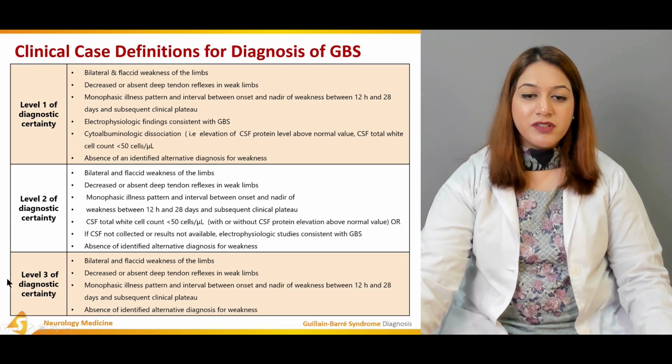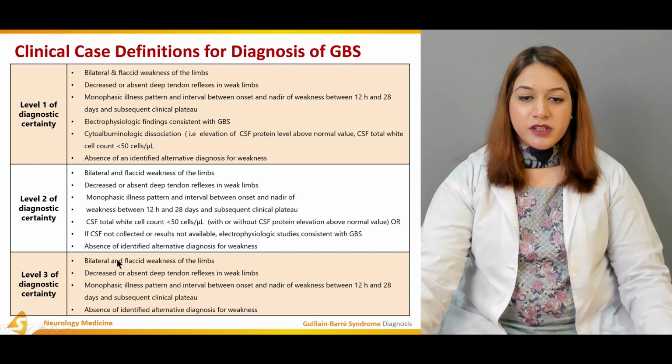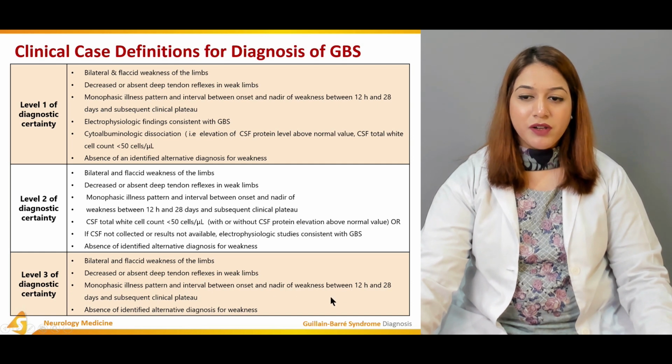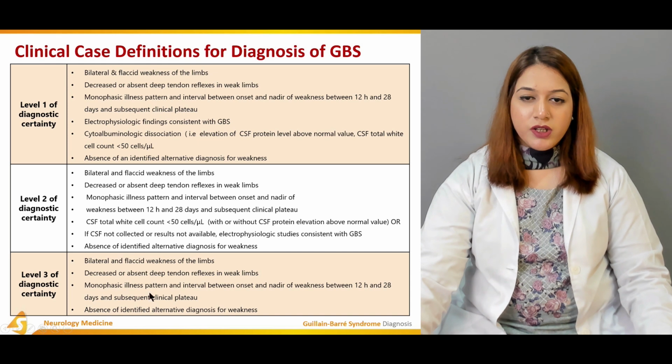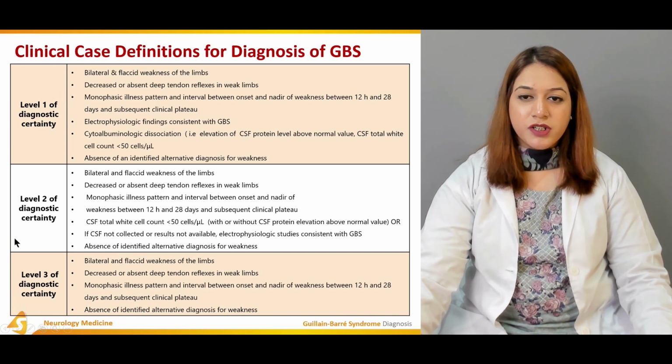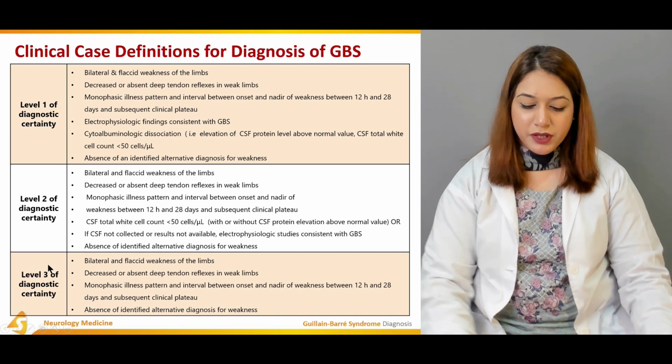And in case of level 3 of diagnostic certainty, there are monophasic illness pattern and interval between onset and nadir of weakness between 12 hours and 28 days and subsequent clinical plateau, and absence of identified alternative diagnosis for weakness without cytoalbuminologic dissociation. So these are the 3 levels of diagnostic certainty for the diagnosis of GBS.